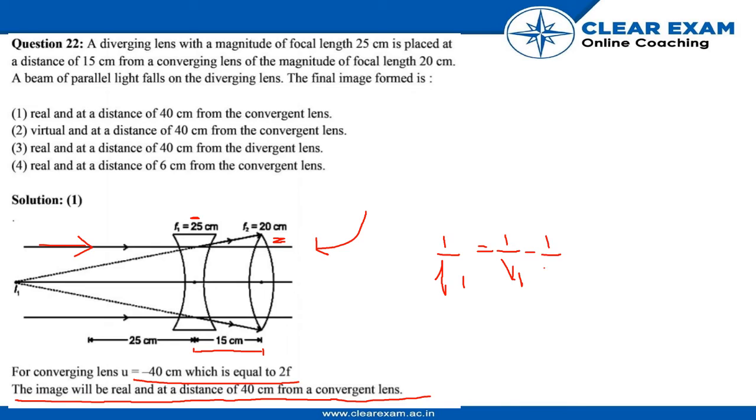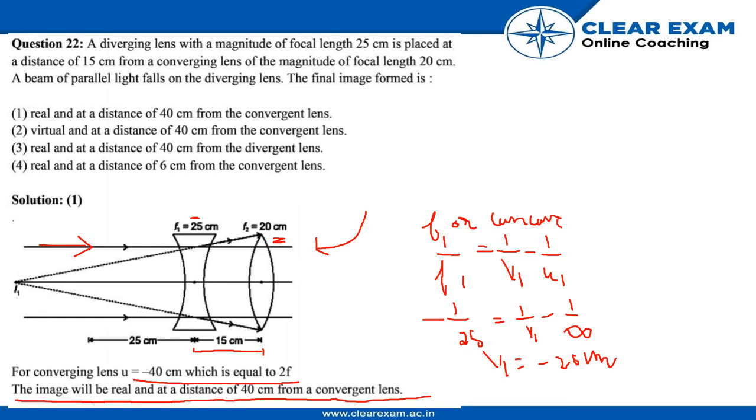So we can take that 1 by f1 is equal to 1 by v1 minus 1 by u1. So it is minus 1 by 25 is equal to 1 by v1 minus 1 by infinite, because we know that, and v1 is equal to minus 25 centimeter. That we get for concave lens.